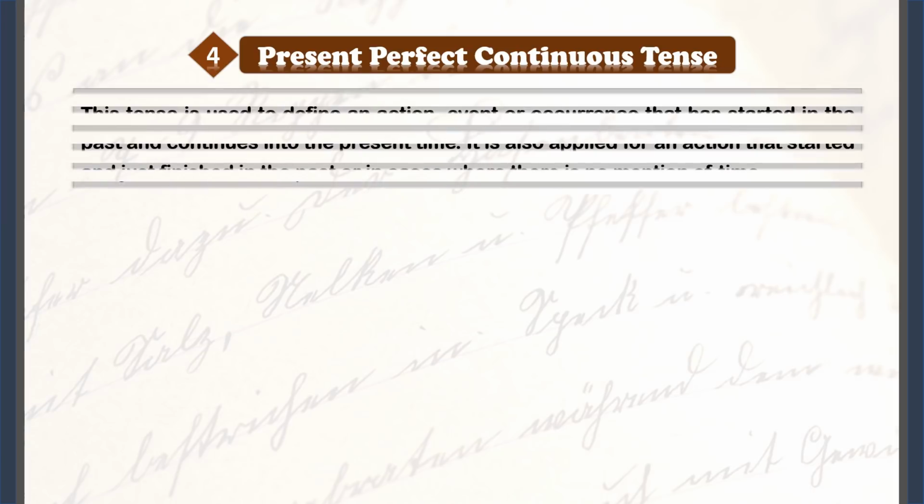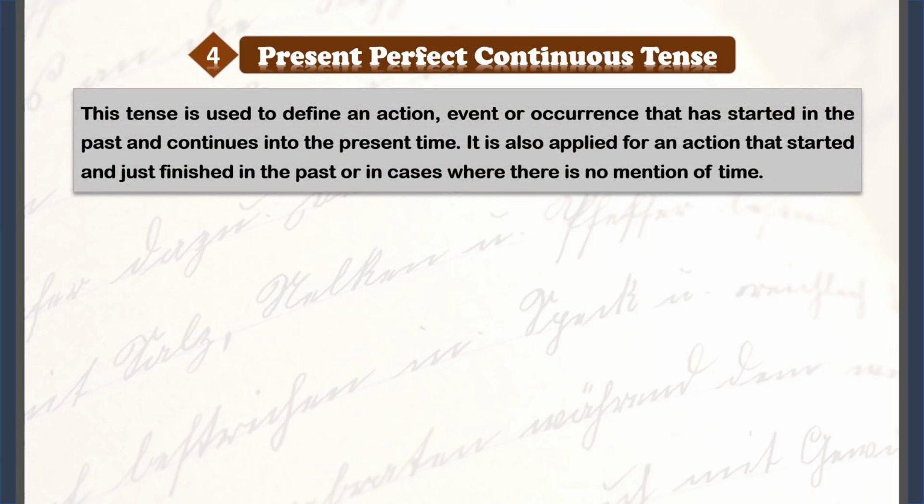Now we are moving towards the fourth aspect, that is the last aspect of present tense, which is present perfect continuous tense. This tense is used to define an action, event, or occurrence that has started in the past and continues into the present time. It is also used for an action that started and just finished in the past or in cases where there is no mention of time. For example, they have been trying to contact her.